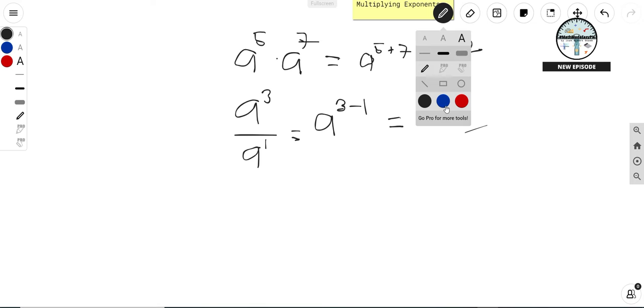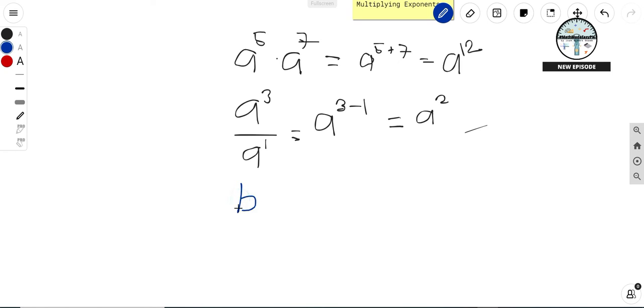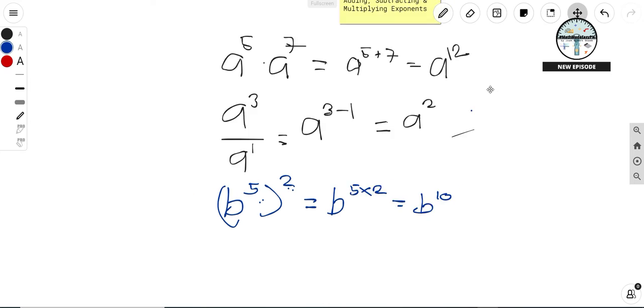The other property is that if we have b raised to 5, all raised to 2, all we're going to do is multiply the exponents. So 5 times 2 is equal to b raised to 10. So we're just going to focus on these three properties.